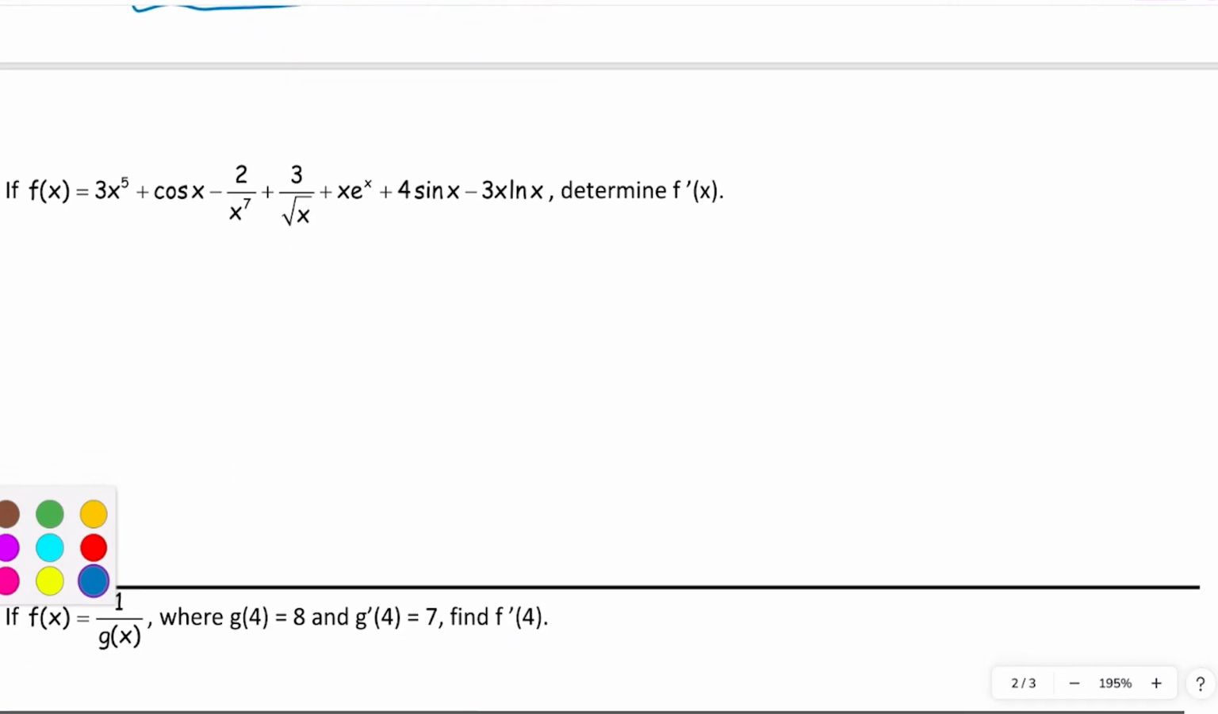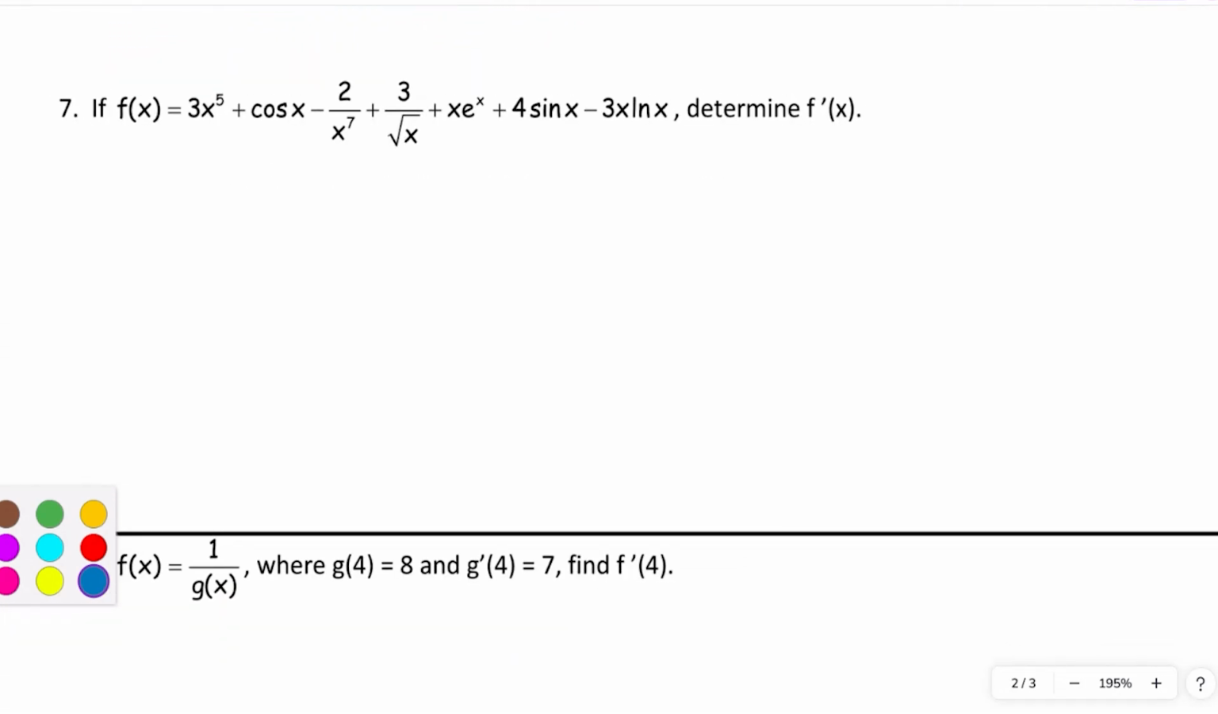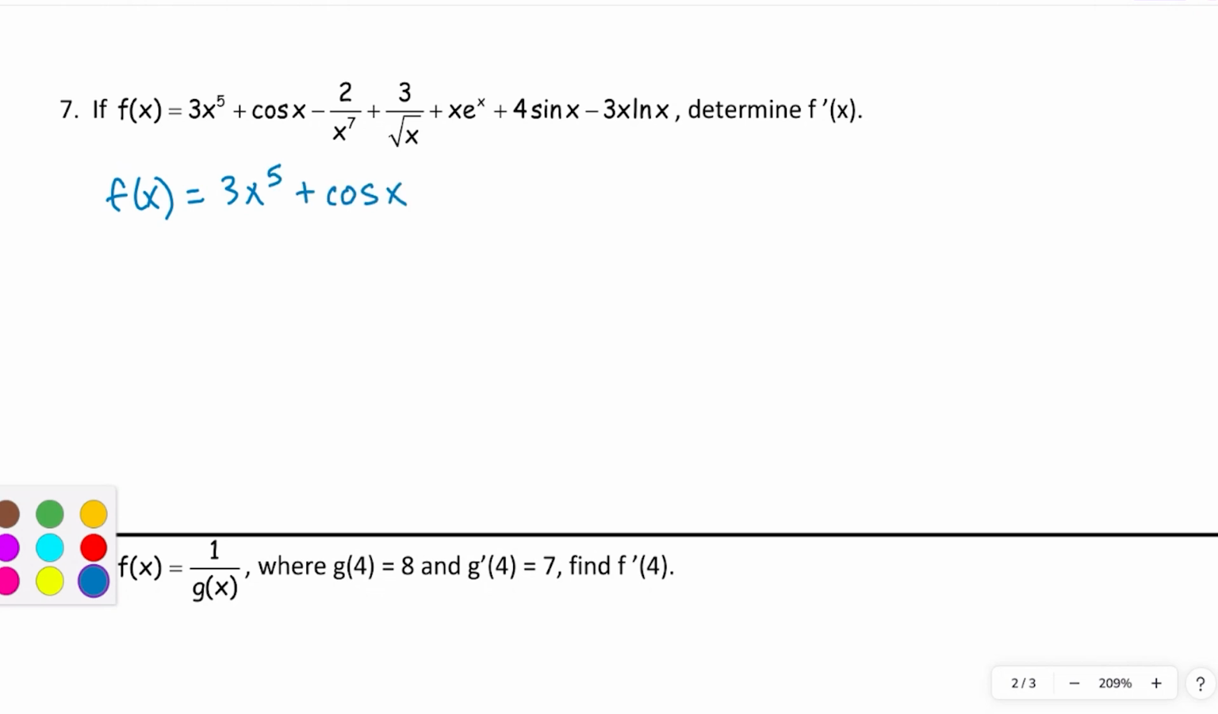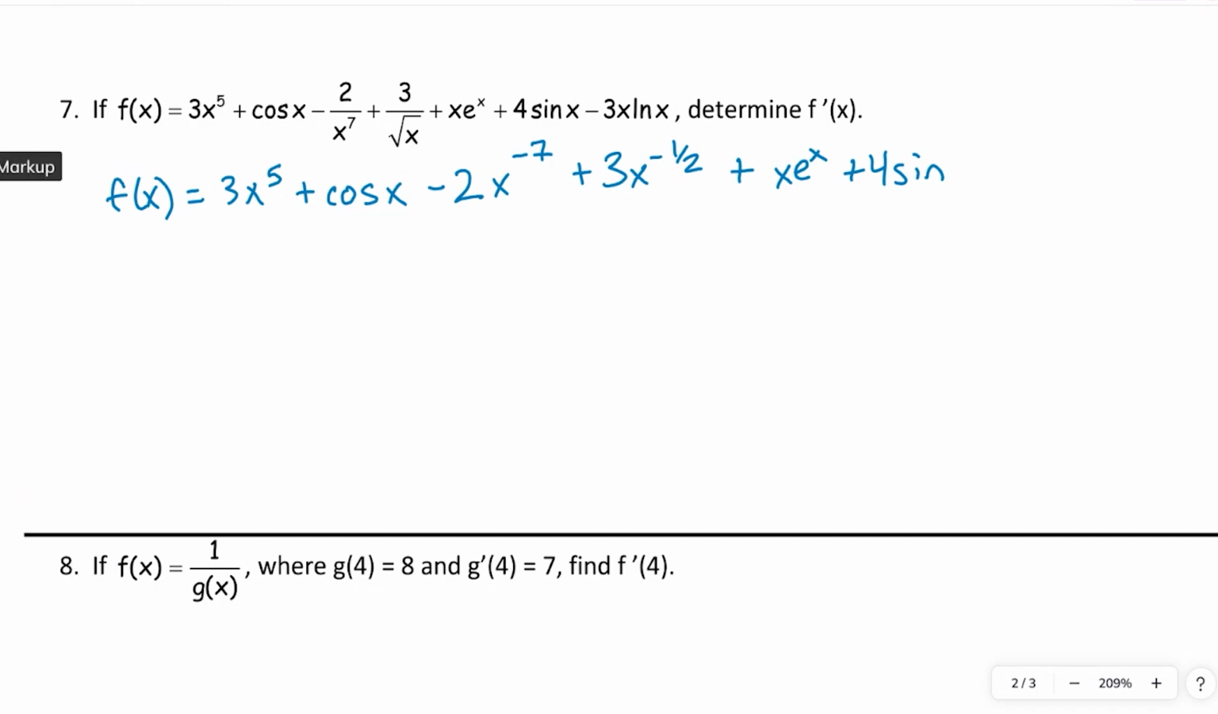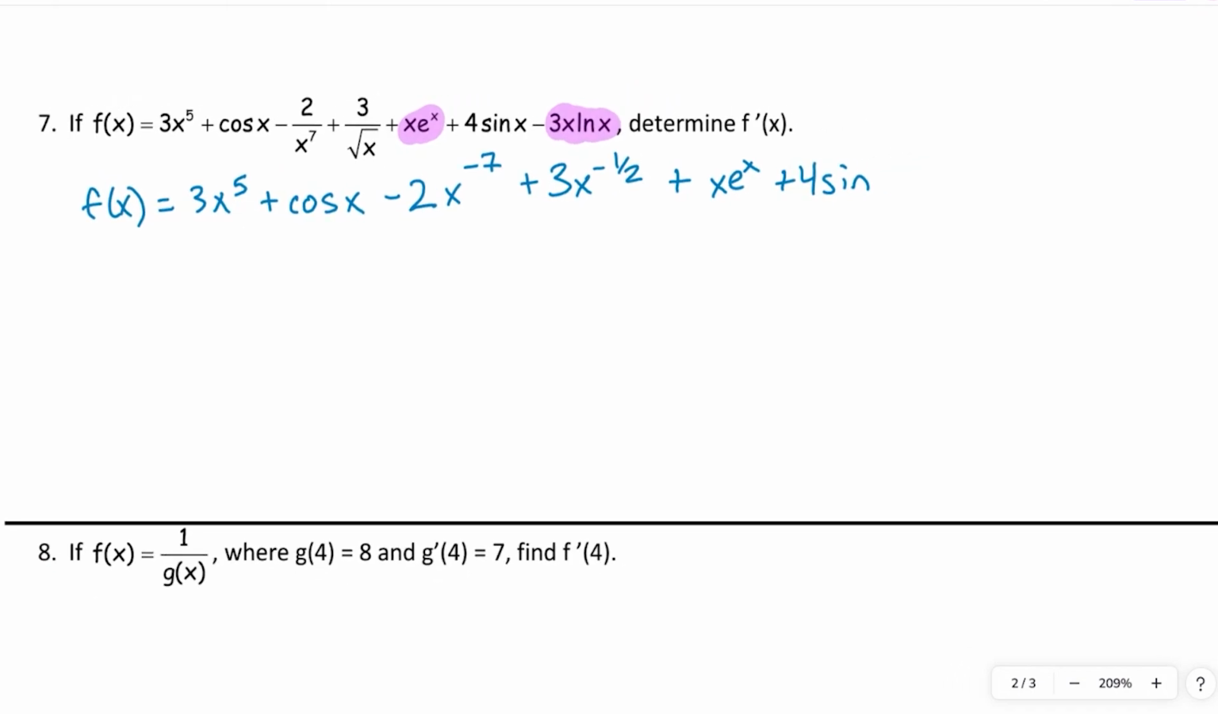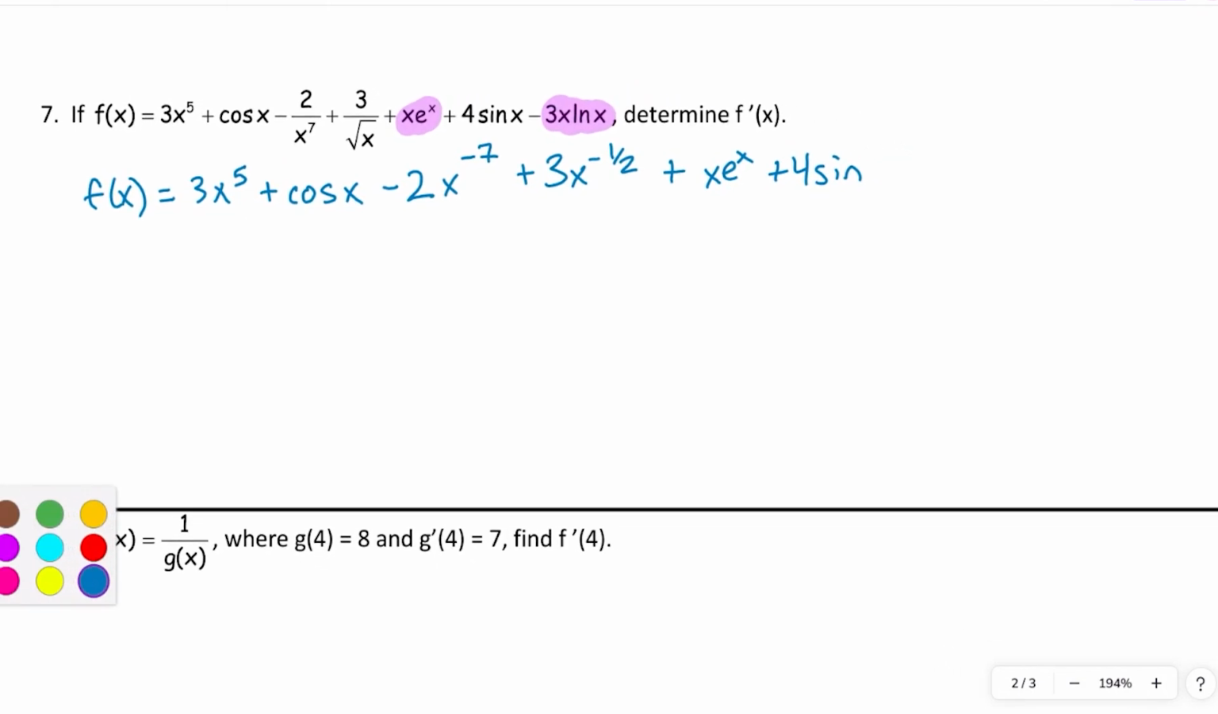Number 7. Look at this crazy long equation, and we're supposed to find the derivative. Really, this looks a lot harder than it really is because all of these functions are combined using addition or subtraction. So we can find the derivative of each little expression separately. Now I'm going to rewrite this so that these fractions and square roots are written using exponents. That way we can just apply the power rule to those terms. I'm noticing right away this x e to the x, we're going to need to use product rule on that one, and we're going to have to use product rule on this one out here. So this is going to be a long one.